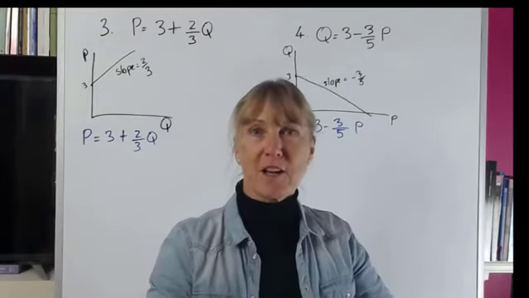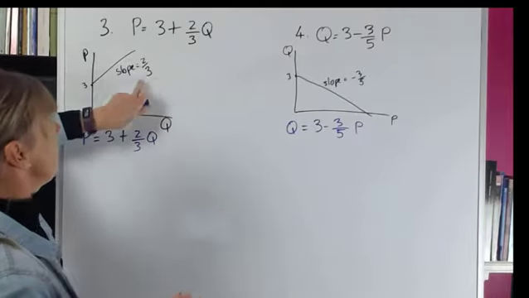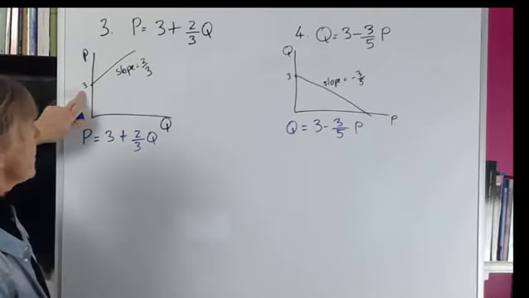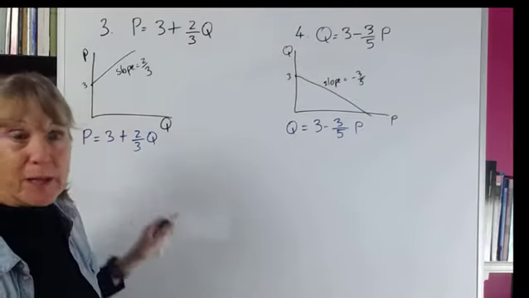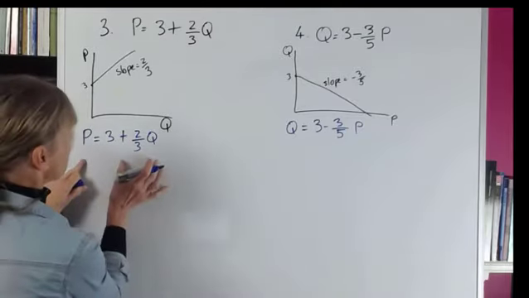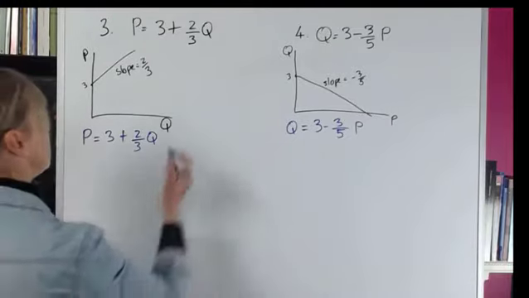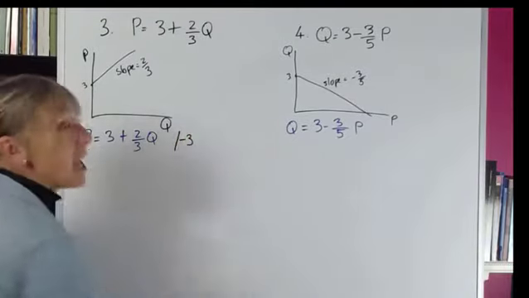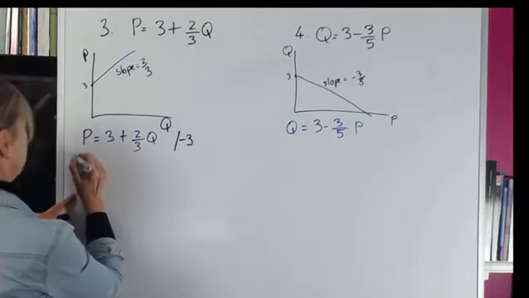Right, let's look at the last two. So here's P equals 3 plus 2/3 Q. Yep, gradient of 2/3, crosses the P-intercept at 3. Let's rearrange it, make Q the subject. So what do we want to do? Well, we want to get 3 over to the other side, don't we? So we are going to take away 3 from both sides because we want to get Q all on its own.